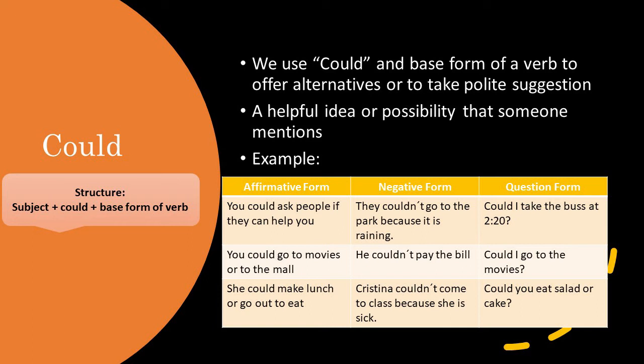Now, for negative, we use the same structure, but we use could not or couldn't. So, for example, we have: they couldn't go to the park because it is raining. He couldn't pay the bill. Christina couldn't come to the class because she is sick, right?